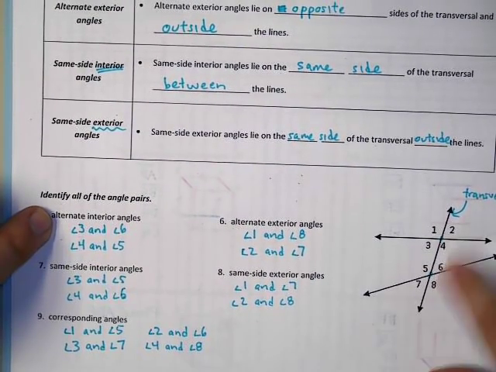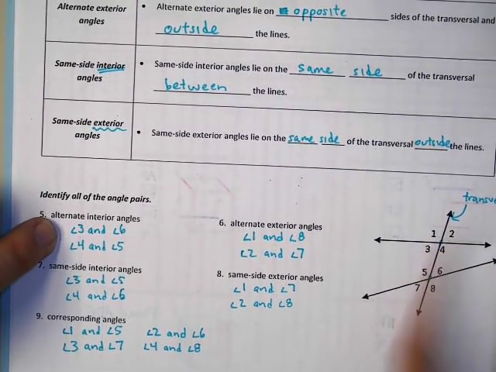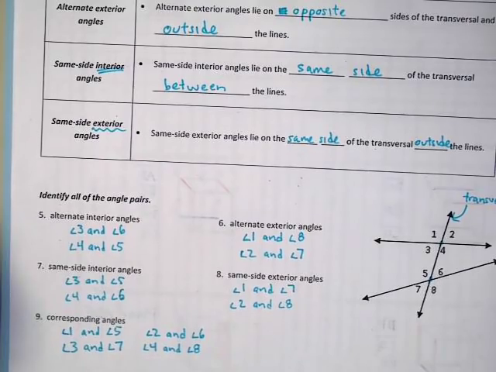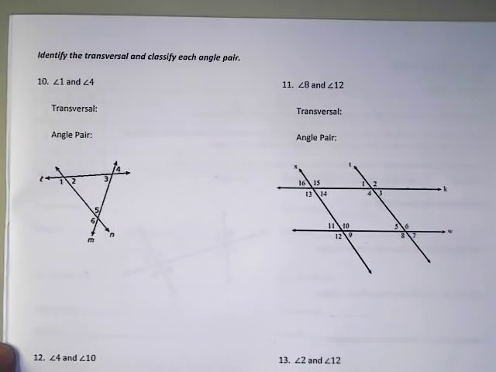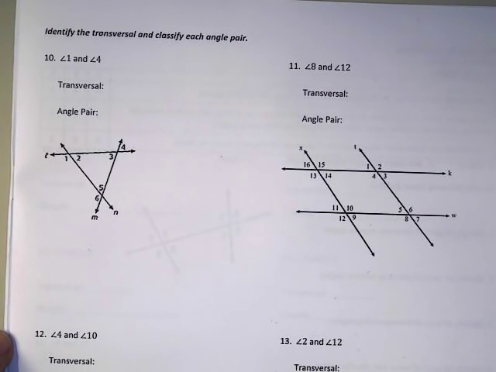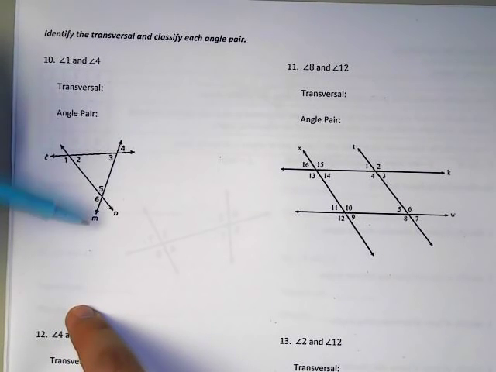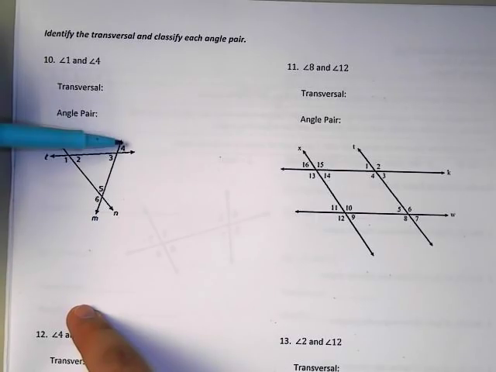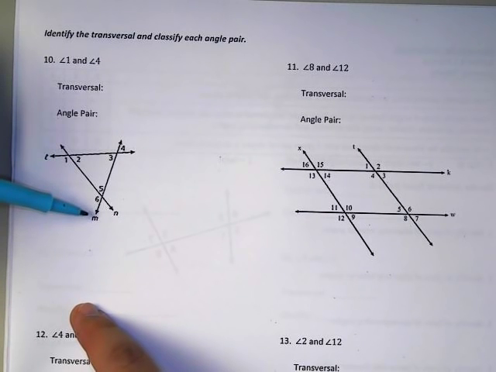Well, 3 and 6 still both touch the transversal. 4 and 5 still both touch the same transversal. It's the same with all of these. So the idea when we move on to number 10 is we need to find the line that's touching both angle 1 and angle 4. So for example, if I tried to pick line M, well, line M is touching angle 4 over up in this corner here, but it's nowhere near angle 1. So M can't be the transversal.